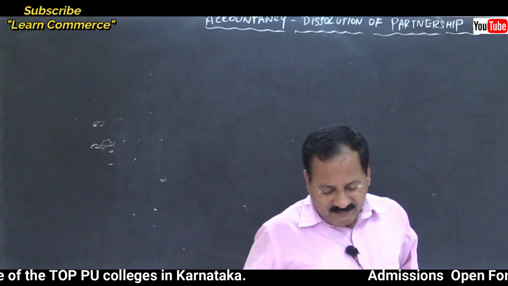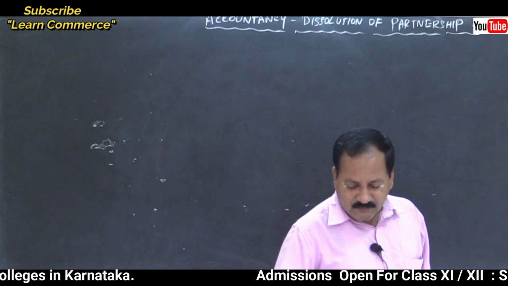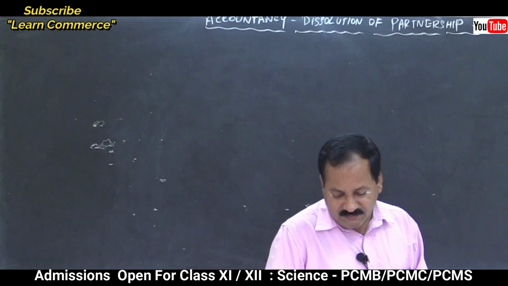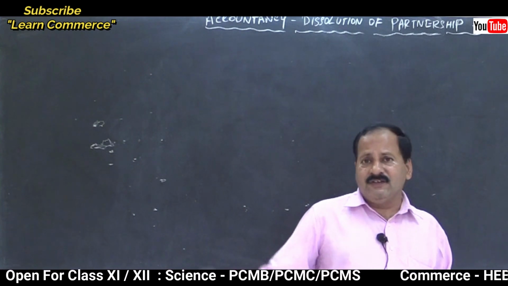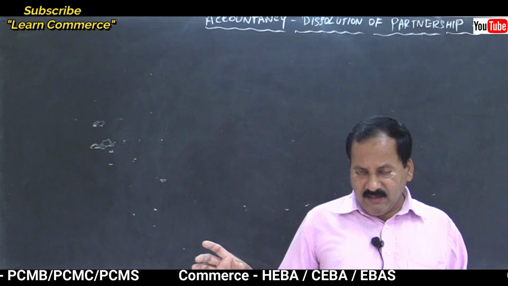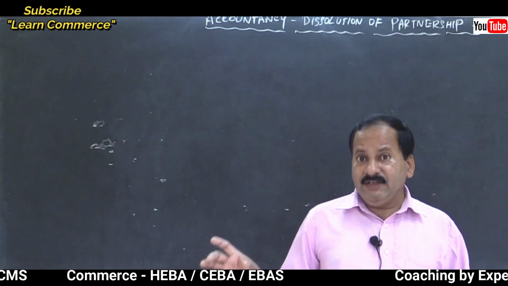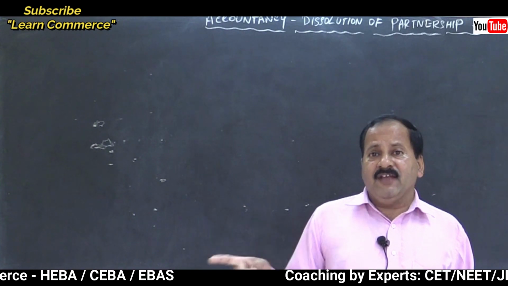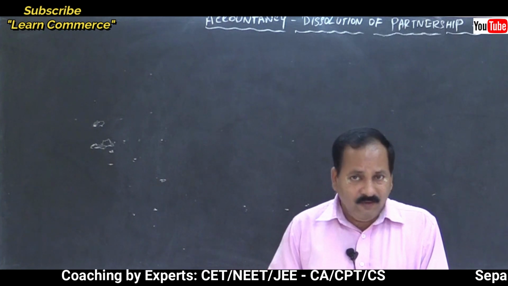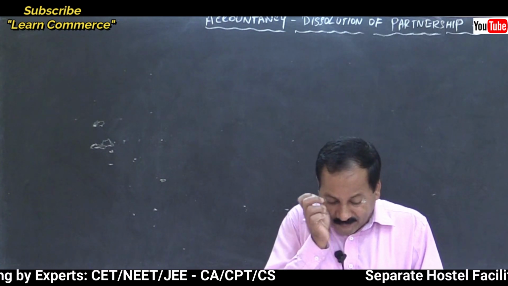Further information is given. Assets realized as follows: bills receivable, stock, furniture, buildings, investments. The amounts are given, so we will write the same amounts on the credit side by cash or bank. Cash in hand is there, so it should be by cash. By cash, assets realized, we will write one by one as per the realized values given, isn't it?